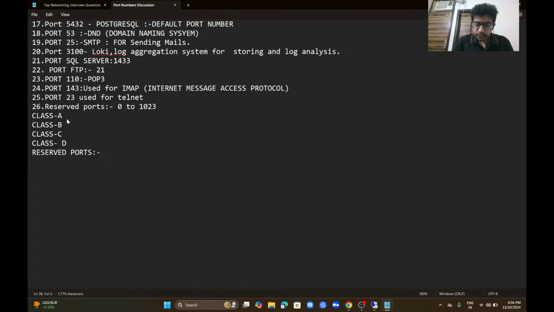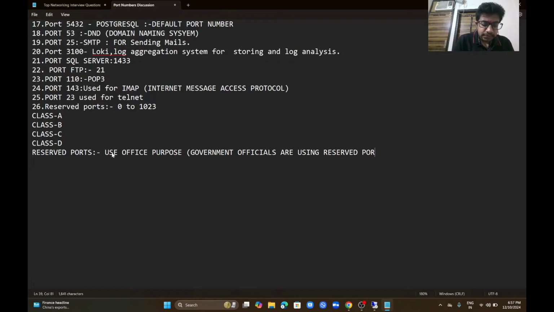Okay. Reserved port numbers are used for office purposes, and government officials are using reserved port numbers starting with 101, 111, 122, 143, 144, 151, like this, etc. Based on the organization, they can use these port numbers.